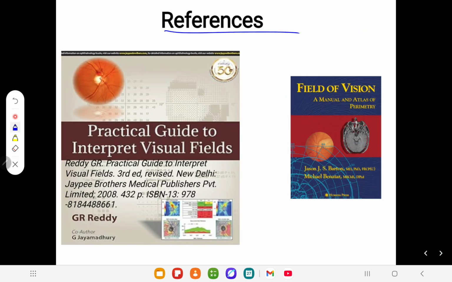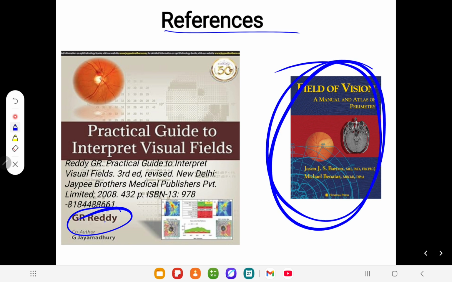So at last, I think the best book is Gradle's book, and definitely I have taken a lot of visual field content from this book too. So this is it, I think. So, best of luck.